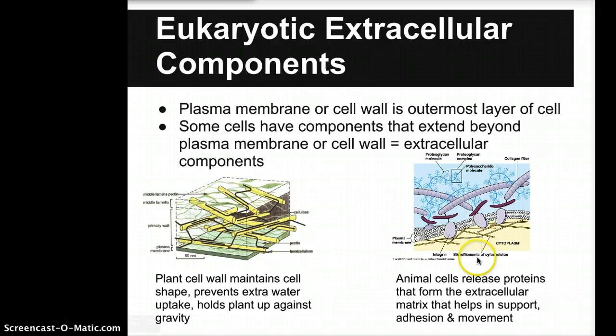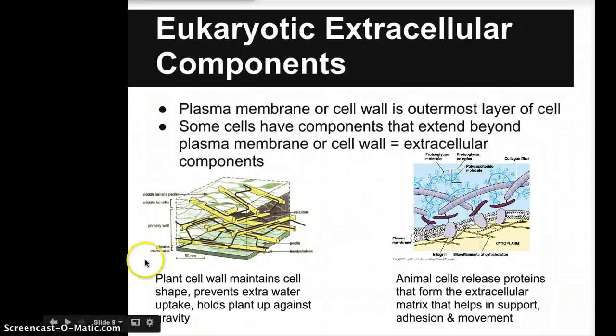Within animal cells, they will release proteins or have proteins on the exterior portion of the plasma membrane. So the blue in our image here is outside of the cell. This is within the cell. And outside of the cell, there are some proteins that help to provide support, adhesion, or movement. Oftentimes, these extracellular components are used to help recognize other cells or recognize chemical signals that are within the area so that cells can kind of communicate with one another.